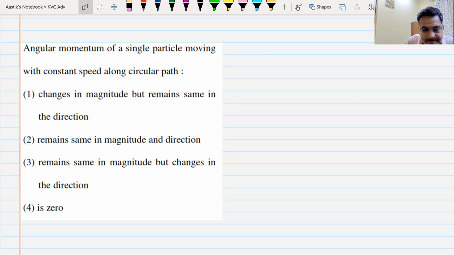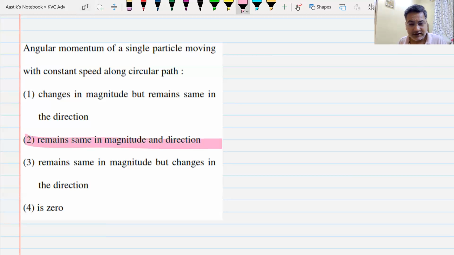Yes, what is the answer? You don't have to think. It remains the same in magnitude and in direction. It does not change. Sir, I'm thinking that axial vector and direction, a single particle. It's a single particle moving.